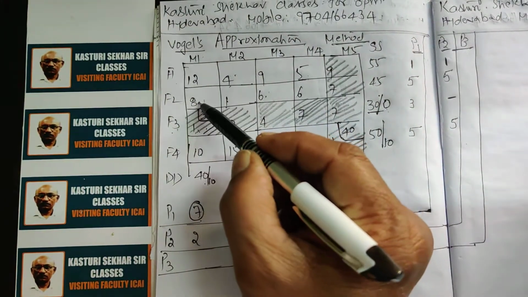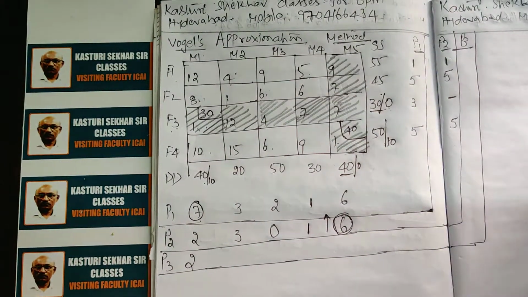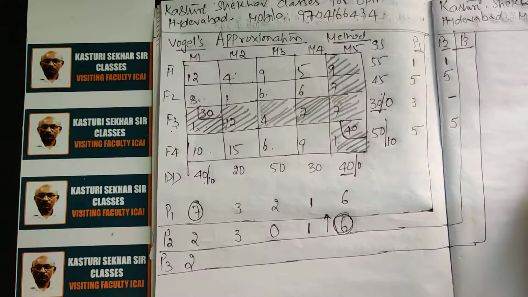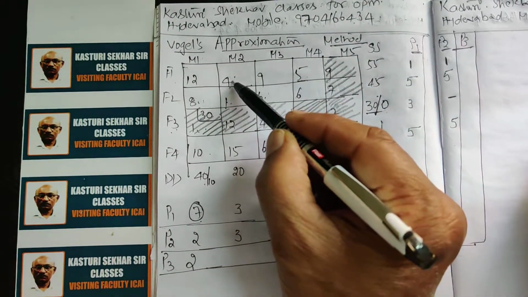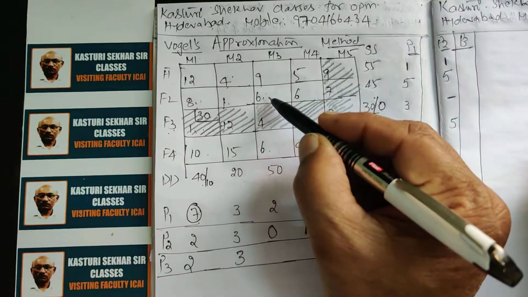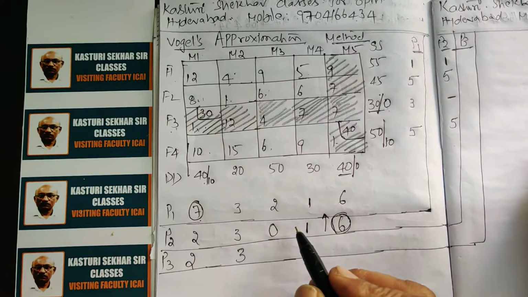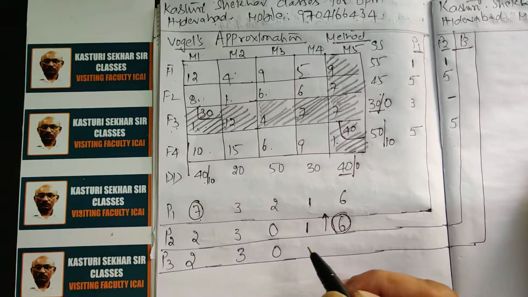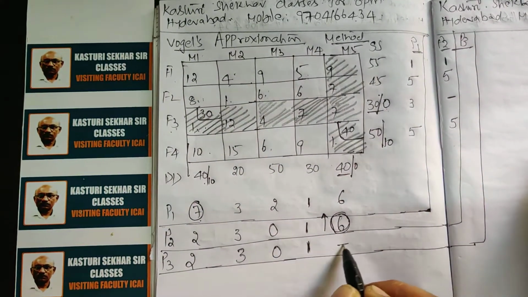Column wise, lowest value is 8 rupees, second lowest is 10 rupees, difference is 2. Lowest value is 1 rupee, second lowest value is 4 rupees, difference is 3. Third column, lowest value 6 repeated at 2 places. So this is 0. 5 rupees and 6 rupees, difference is 1.